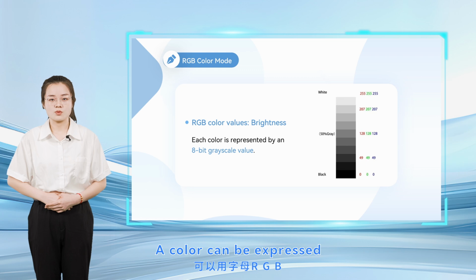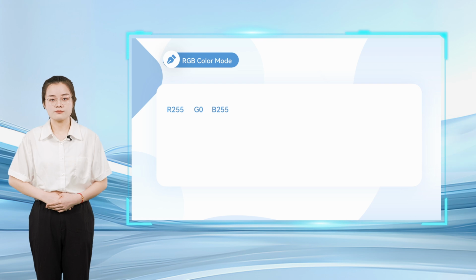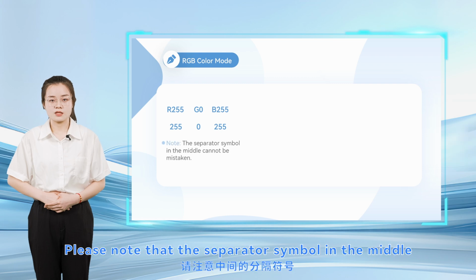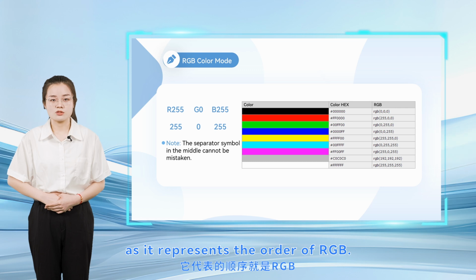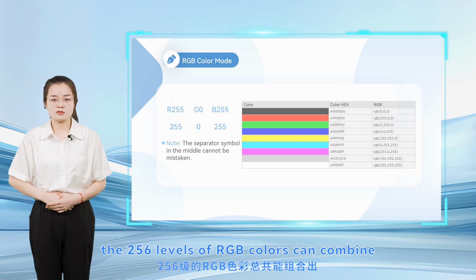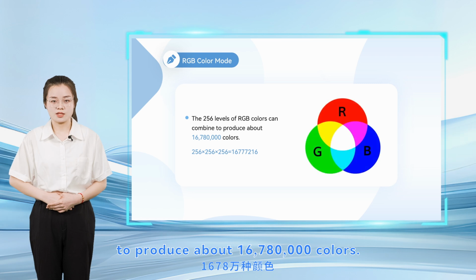A color can be expressed using the letters R, G, and B with their respective brightness values, such as R255, G0, B255. Sometimes, for simplicity, the letters are omitted, and it is directly written as 255, 0, 255. Please note that the separator symbol in the middle cannot be mistaken, as it represents the order of RGB. According to calculations, the 256 levels of RGB colors can combine to produce about 16,780,000 colors.